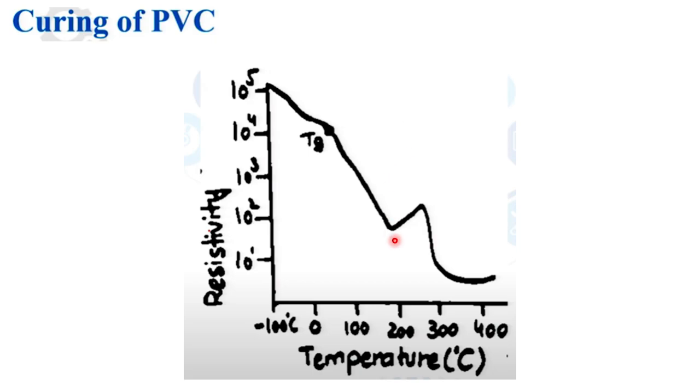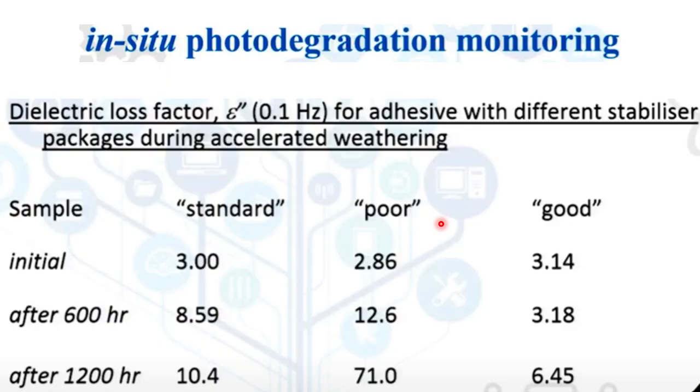Through the analysis, you can also check at which temperature the cross-linking takes place. How is it responding? Because whenever there is a cross-link, obviously there is a change in the electronic or dipolar environment by binding to the polymer chain. So in that way, it is responding with the sinusoidal voltage. One can also monitor photodegradation by measuring the dielectric loss factor.